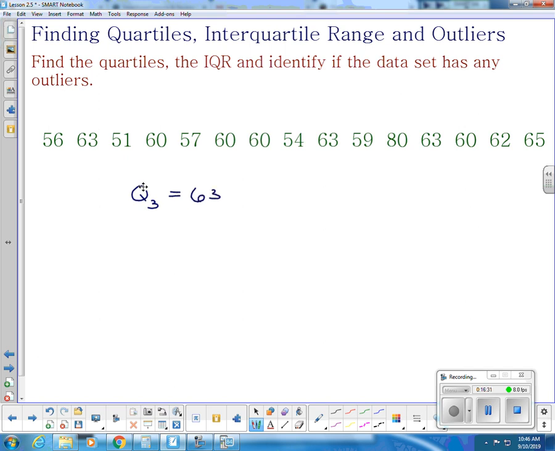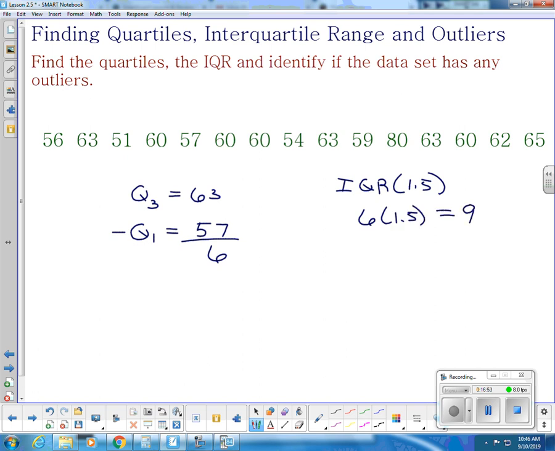63? What's Q1? 57? So 6 is our interquartile range, yes? And we're going to take the IQR and multiply it by, that's just the rule, right? It's always 1.5. So there you get 9. So 57, we're going to go 9 this way, which would put me where? 48. And then I'm going to start at 63 and go 9 this way. 72. So these are our good numbers.